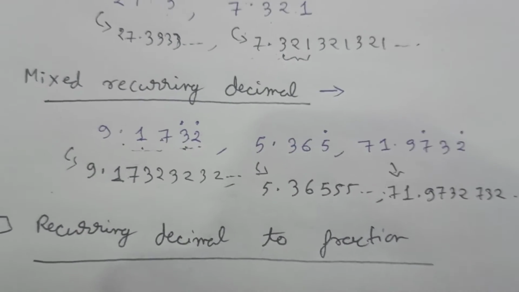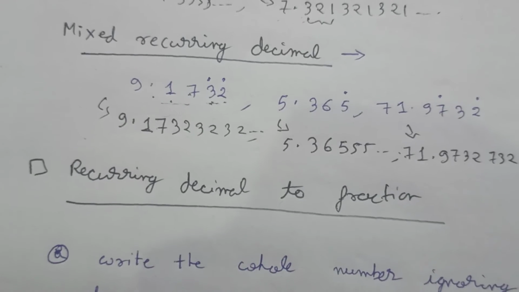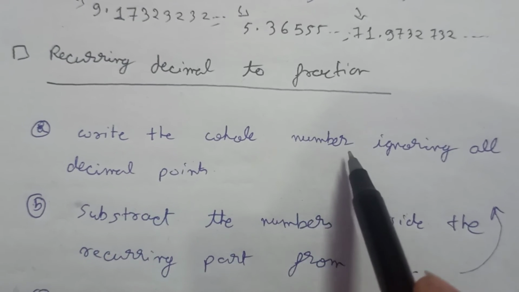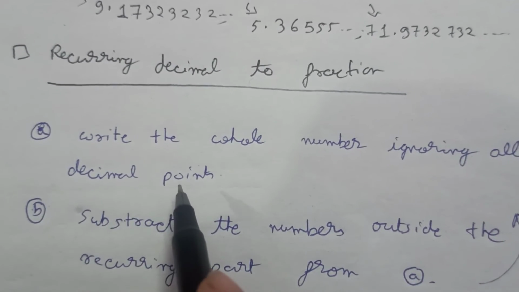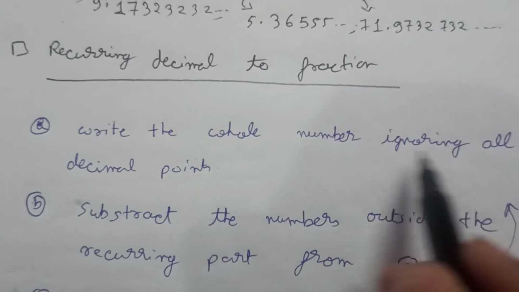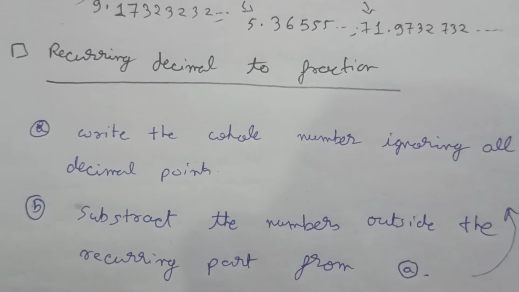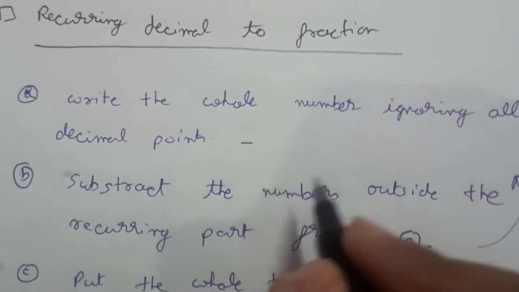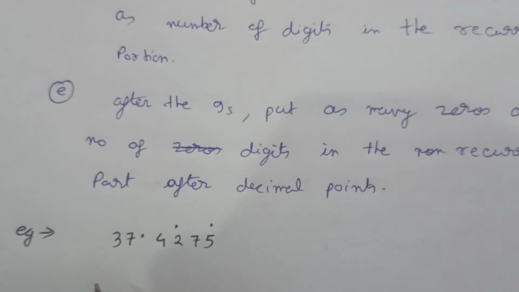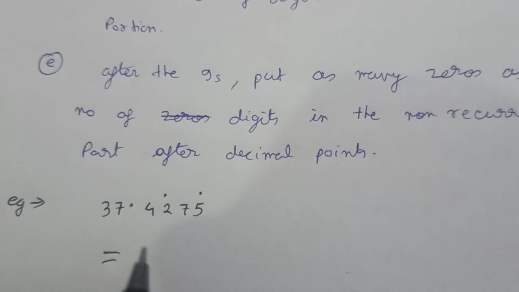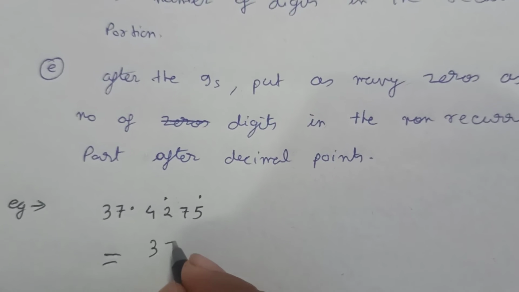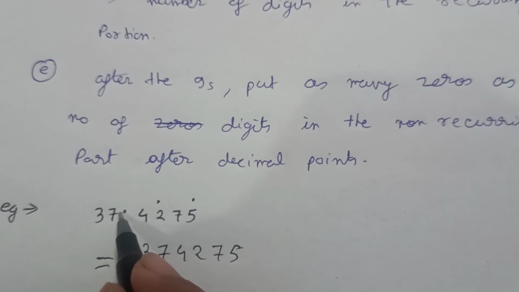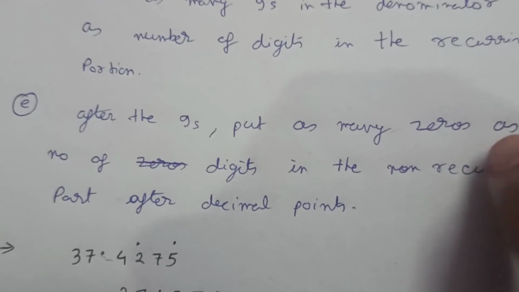Now we will see the most important thing, that is how to convert a recurring decimal to a fraction. First write the whole number ignoring all the decimal points. We will see that through an example. So here is the example. First we will write the whole number, that is 374275. We have ignored all the decimal points, including the recurring decimal points.